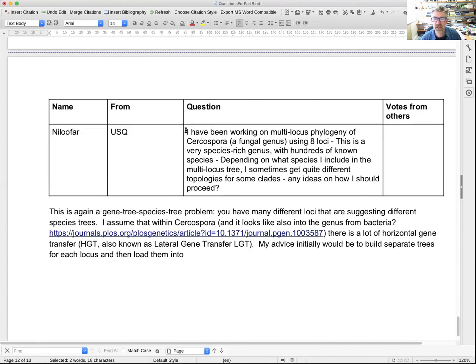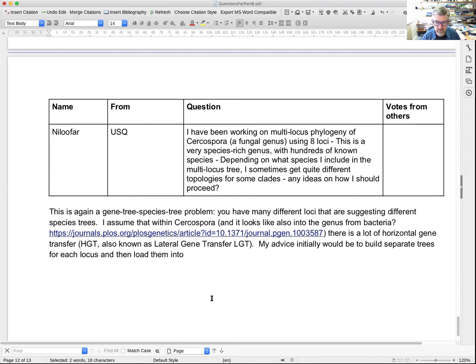This is another question. I've been working on multi-locus phylogeny of Cercospora. Actually, I had to look this one up. It's a fungal genus, using 8 loci. It's a very species-rich genus with hundreds of known species. Depending on what species I include in the multi-locus tree, sometimes I get quite different topologies for some clades. Any ideas on how I should proceed?